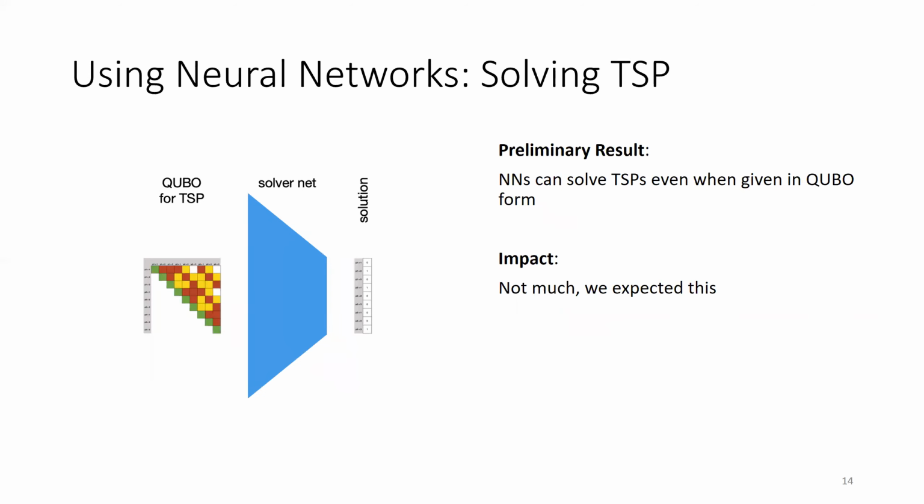Then we tried, of course, the straightforward way of solving TSPs out of QUBOs. We take a QUBO from a TSP and solve it into a solution. The preliminary result: yes, neural networks can solve TSPs even when given in QUBO form. And yeah, of course, we expected this.